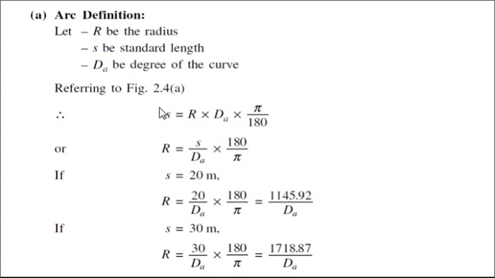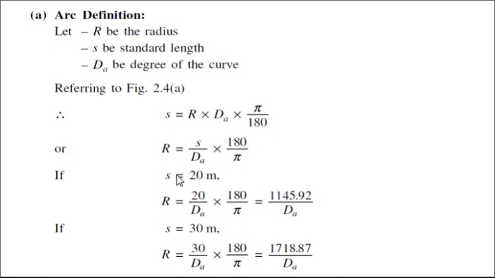By referring to figure A, we can write S is equal to, S is nothing but the arc of a circle, S is equal to r into dA, that is radius into degree of the curve, and into pi by 180 for conversion purpose, to convert radian into degrees or degrees into radian. So r is equal to S by dA into 180 by pi.